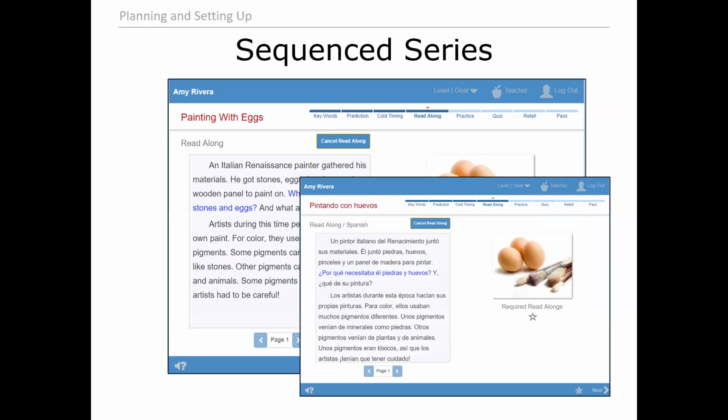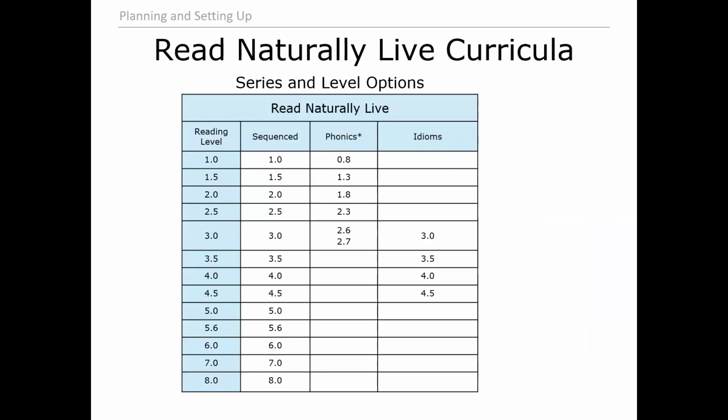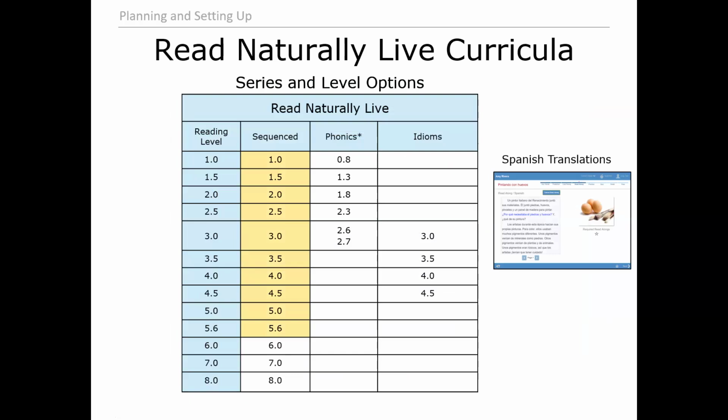And then as we look at the Spanish translation, we have Spanish translations within the sequence series. And then of course, we also have the Read Naturally Live Espanol. So for Spanish translations, where students might want to preview the story in Spanish before they read it in English, we have that from 1.0 up to 5.6.